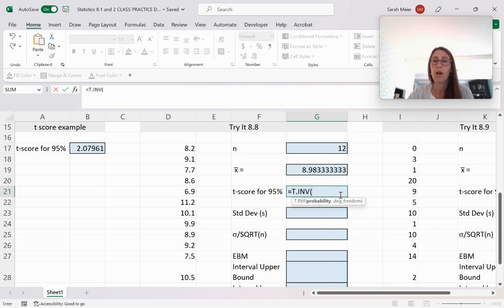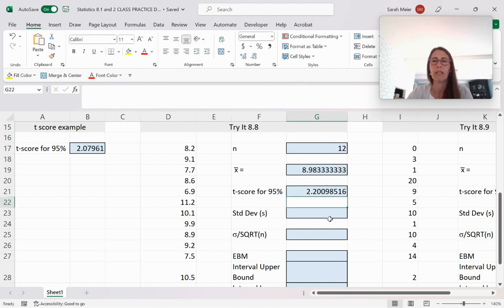T.INV, the probability, so that's going to be 1 minus 0.05 divided by 2, and the degrees of freedom. So that's different here. Our sample size is 12, so our degrees of freedom is going to be 11. You can see they're a little bit different because the degrees of freedom is different.